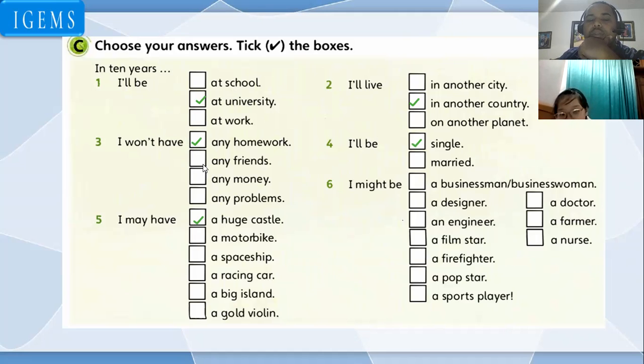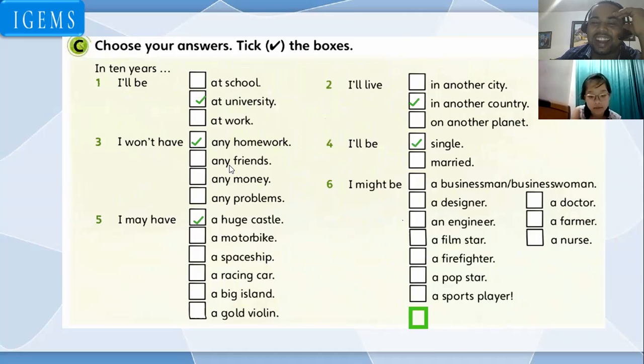You won't have any homework, any friends, any money, or any problems. I won't have any homework. Well, maybe for Saturday. Yeah. All right. So let's see. Number 4. You will be... You'll be... all right. I'll be in another country. I'll live in another. Number 5.